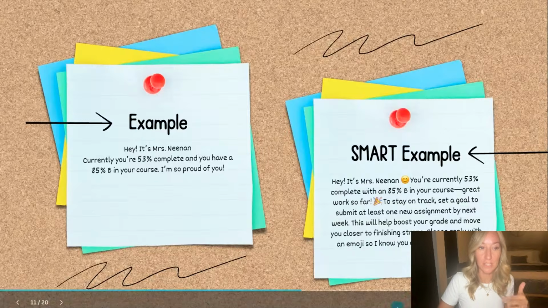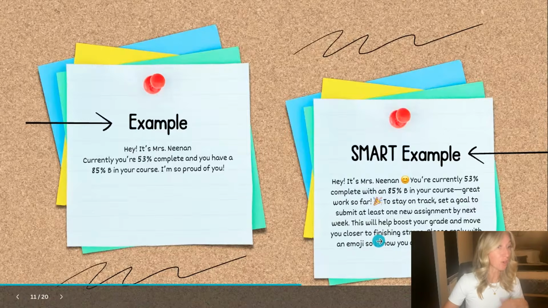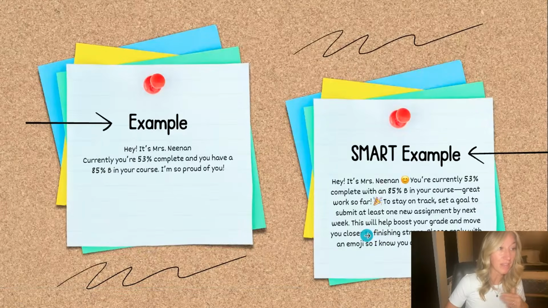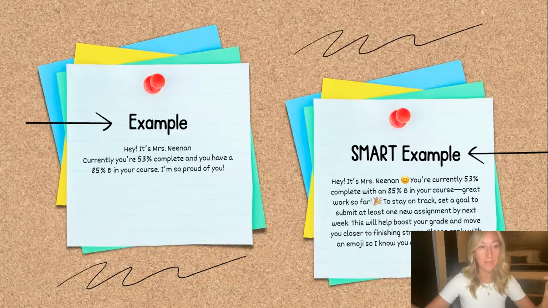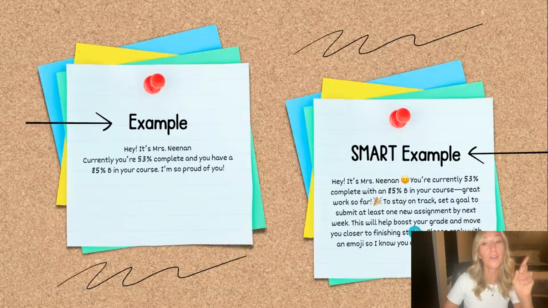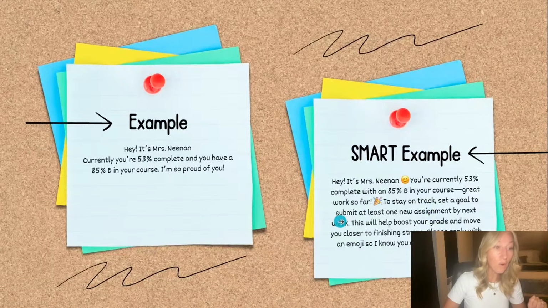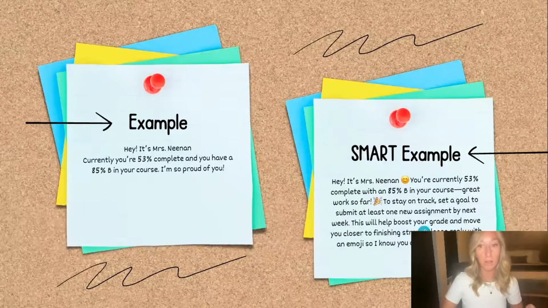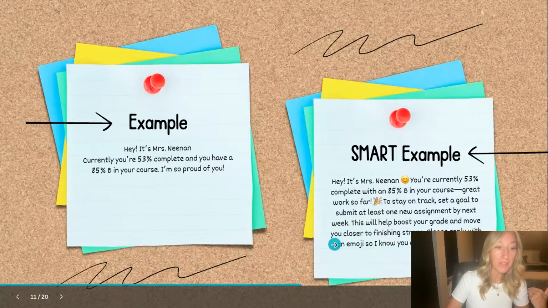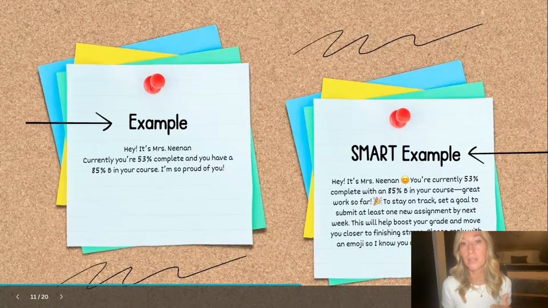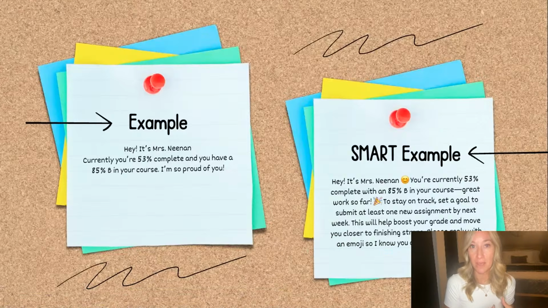Now, let's look at the smart example. Hey, it's Miss Neenan. You're currently 53% complete with an 85% B in your course. Great work so far. Positive, encouraging, to stay on track, relevant. Set a goal to submit at least one new assignment by next week, time bound. This will help boost your grade and move you closer to finishing strong. Adding another layer of relevance in there. Please reply with an emoji so I know you got this message. Now I'm encouraging engagement, right?